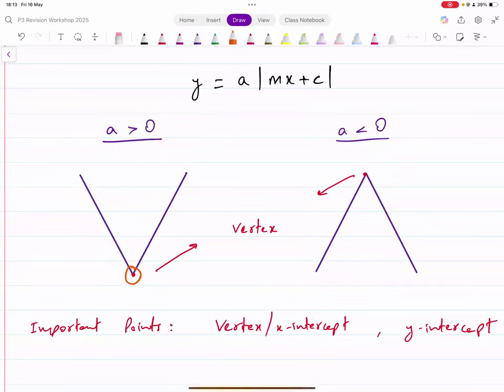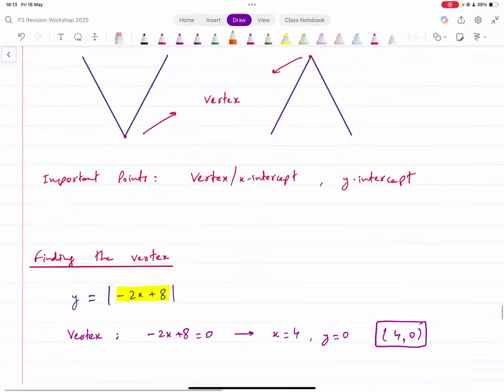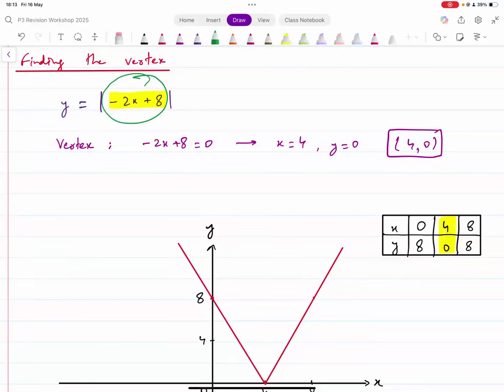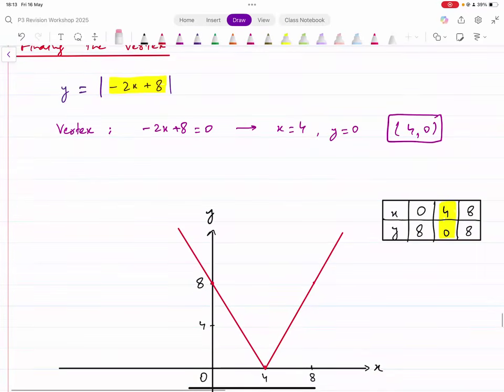Now, one important point that you always have to show on this graph in the exam is the vertex. This point is called the vertex. We have to show this point in the exam every single time. Now, how do you find that vertex? For finding the vertex, whatever is inside the modulus, you put that equal to 0. So in this case, if you want to sketch the graph of minus 2x plus 8, inside the modulus, you put that equal to 0, and that gives you x equals 4. The corresponding value of y is 0. So your vertex here is going to be at (4, 0). So you mark that vertex. That's the first thing you do.